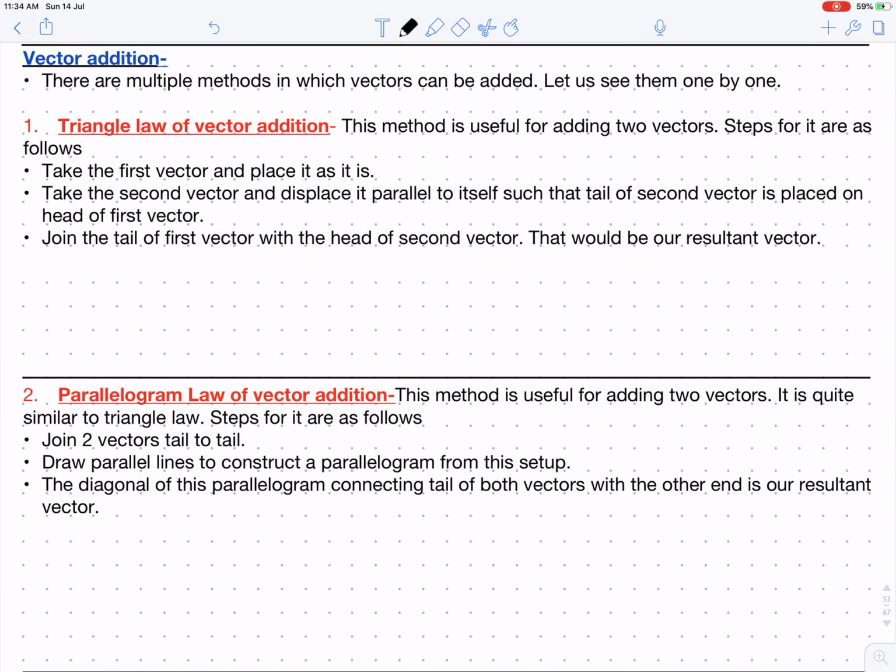Let's see vector addition. Vectors are different quantities compared to scalars, so they will be added differently. There are multiple methods in which vectors can be added. Let's see them one by one. The first method is called the triangle law of vector addition.